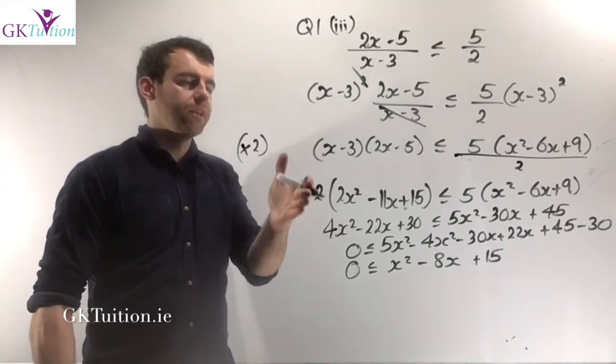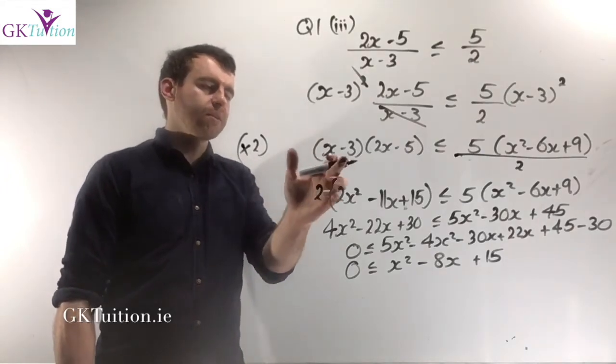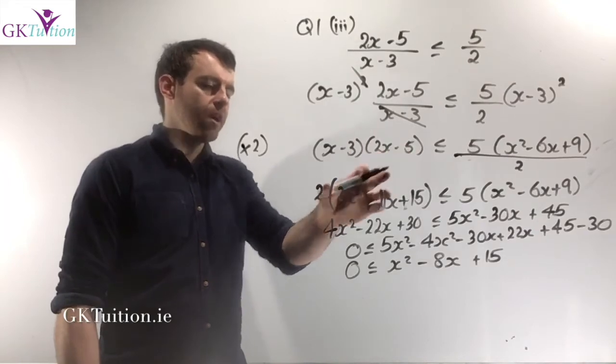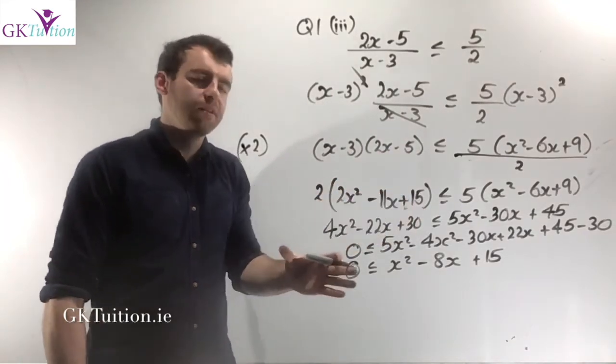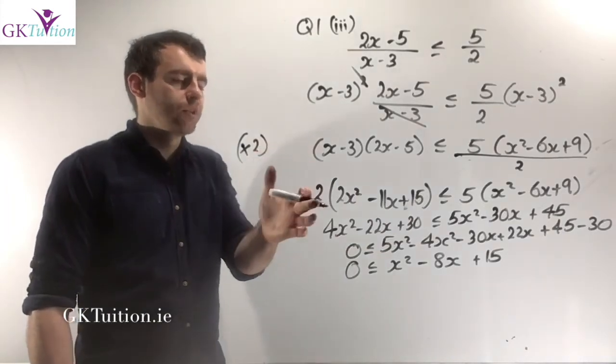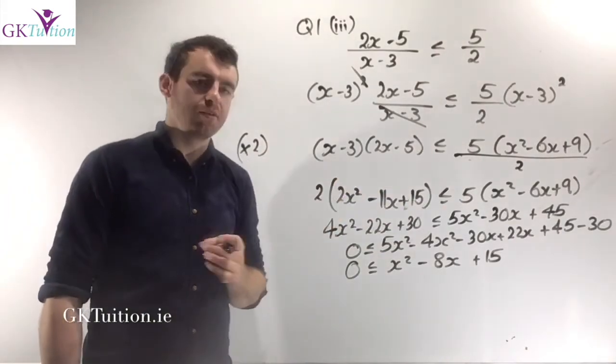So what I've done to get from this line to this line is I've multiplied x minus 3 by 2x minus 5, and I got 2x squared minus 11x plus 15. And I've also multiplied everything by 2 so that I would end up with the 2 on the left and no more fraction on the right.